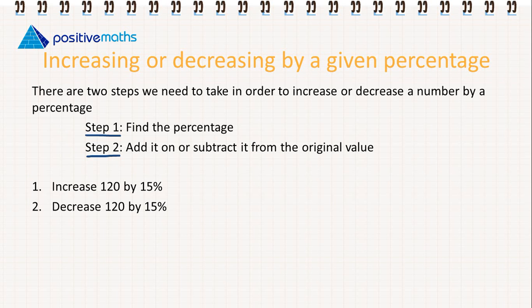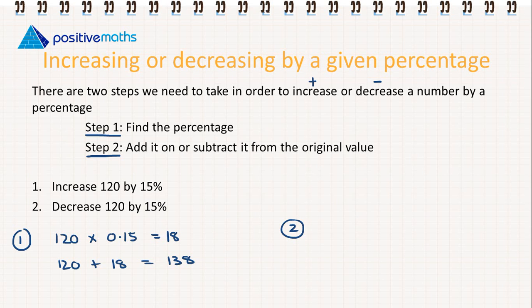So I hope it's clear that if we're increasing, we're adding it on. If we're decreasing, we're taking it away. So let's try the two examples. We want to increase 120 by 15%. So again, the first thing that we want to do is to find the percentage. So we have 120 multiplied by 0.15. That's our 15%. So we get 18. And if we're increasing it, then we're adding it on. So we're getting 138. So we've increased 120 by 15% and we got 138.